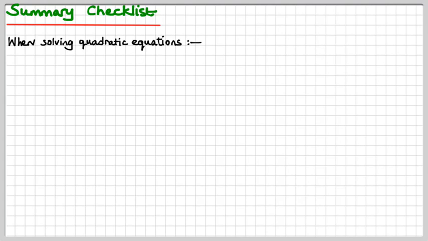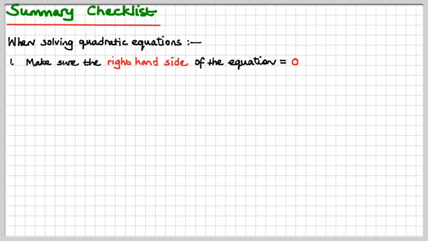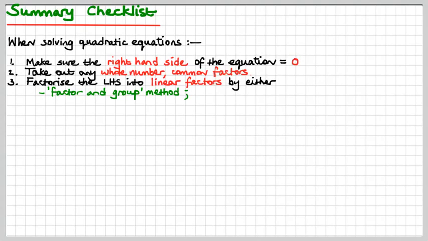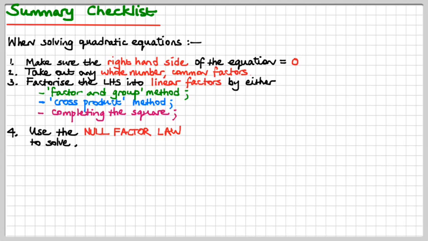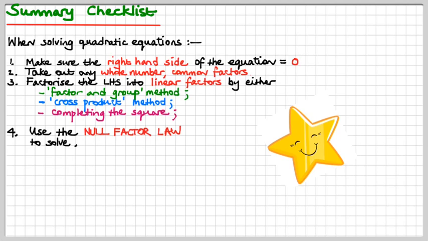When solving quadratic equations, make sure the right-hand side or one side of the equation equals 0, and take out any whole number common factors first, guys, to make life a bit easier for yourself. Factorise the left-hand side, or the other side which isn't 0, into linear factors by either the factor and group method, the cross product method, or the completing of the square method, and then use the null factor law to solve it, and you'll be done, and you're a star.